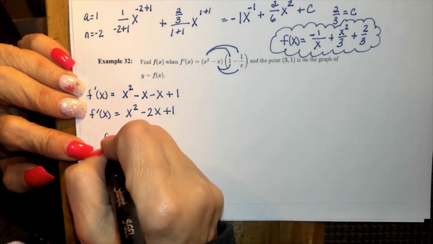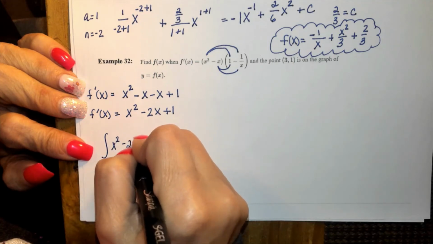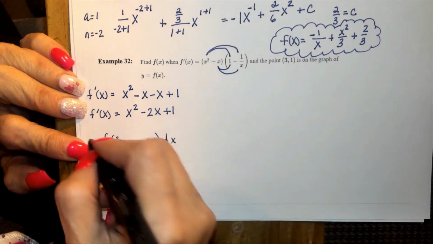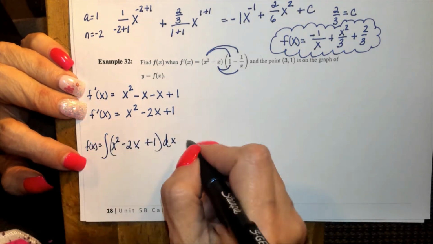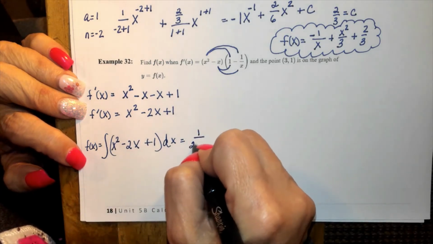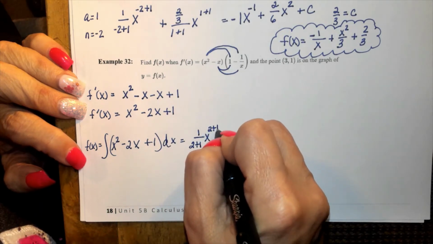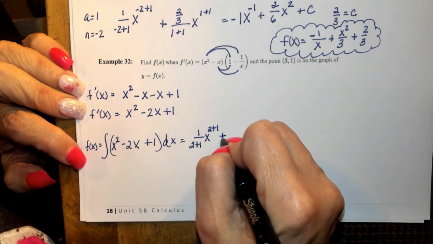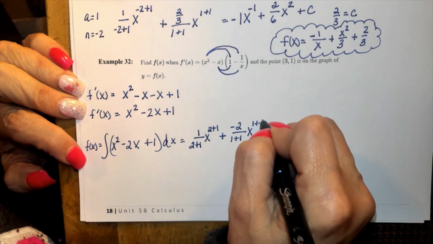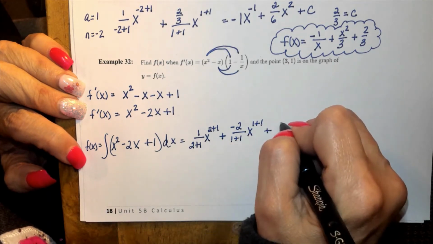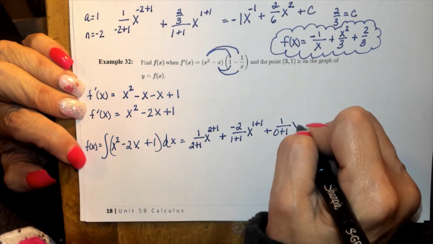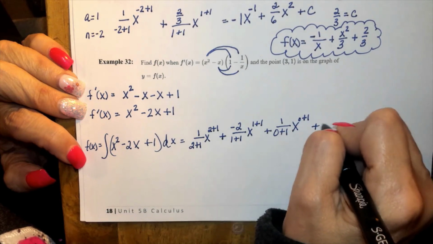Now let's do our integral. So we're going to integrate x squared minus 2x plus 1 with respect to x. All right, so this is going to give me f of x. Okay, so I'm going to integrate term by term. So this is going to be 1 over 2 plus 1, x to the 2 plus 1. I'm going to go ahead and say plus negative 2 over 1 plus 1 times x to the 1 plus 1. Plus, let's see, 1 over 0 plus 1 times x to the 0 plus 1 plus c.